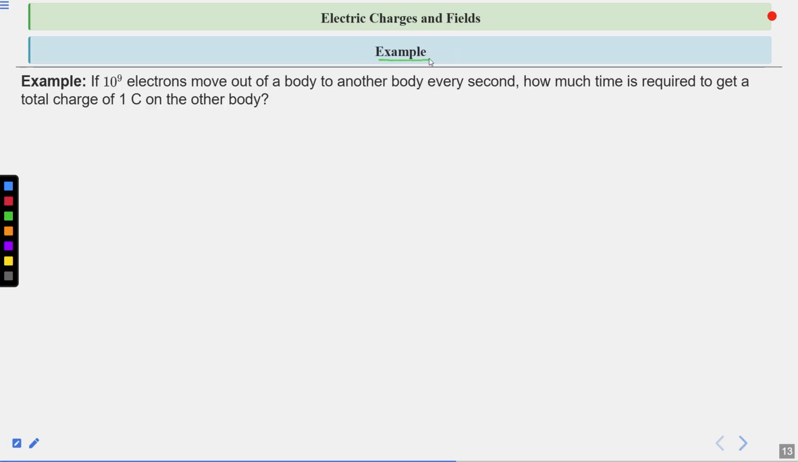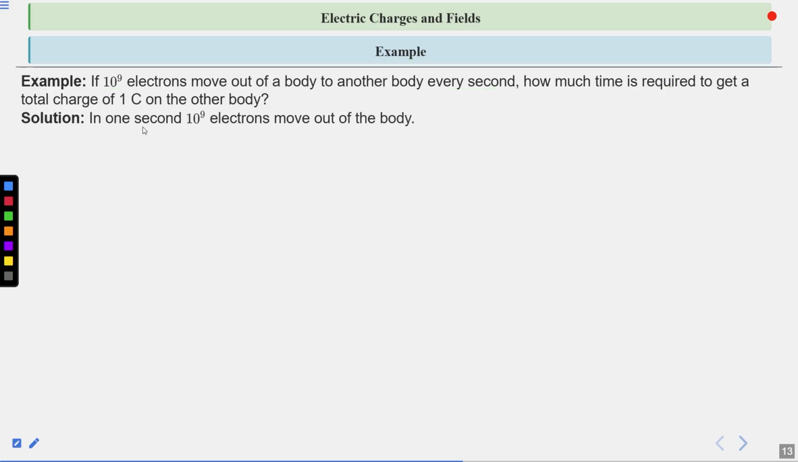Example: if 10 raised to the power 9 electrons move out of a body to another body every second, how much time is required to get a total charge of 1 coulomb on the other body? So here we have to find out the time.